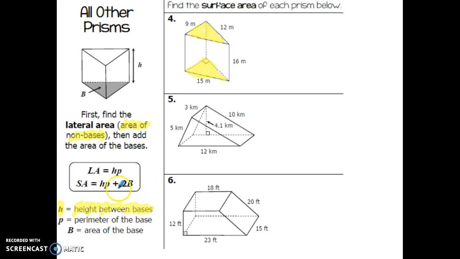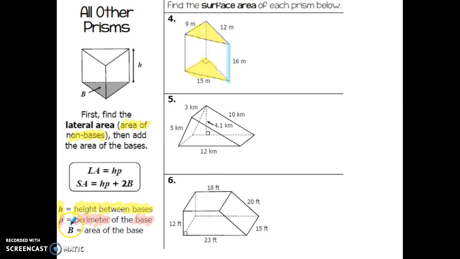So like I showed you previously with our rectangular prisms, number 4, again, the height between the bases, that's going to be my first stage. So in this case, for number 4, that's going to be 16. However, my perimeter is the perimeter of the base and of the base only. So a common mistake that I see you guys make all the time is that you find the perimeter of the side. That is useless to us. We do not need that.